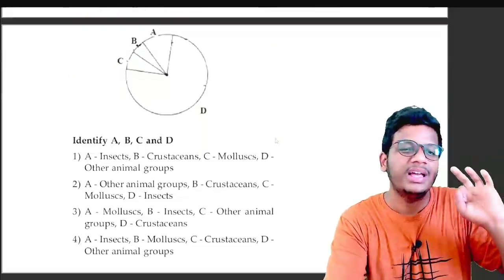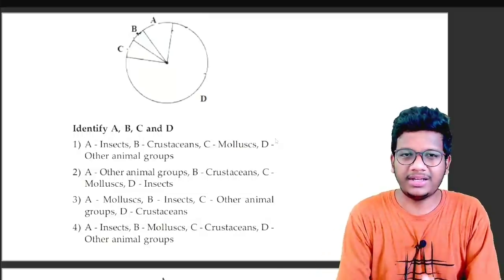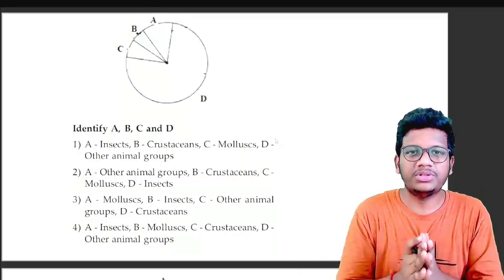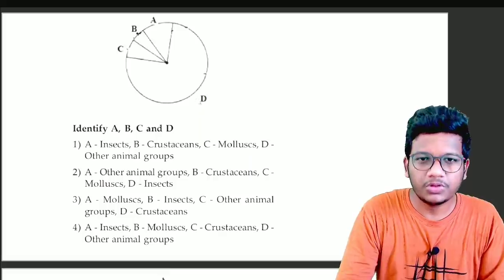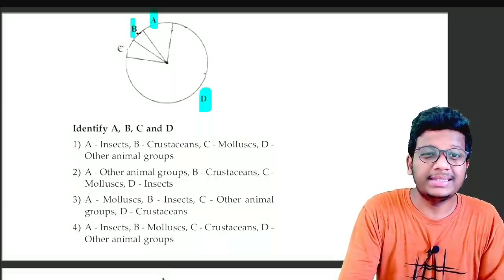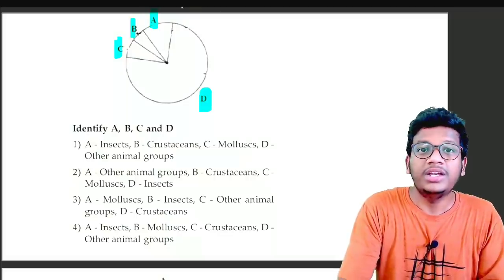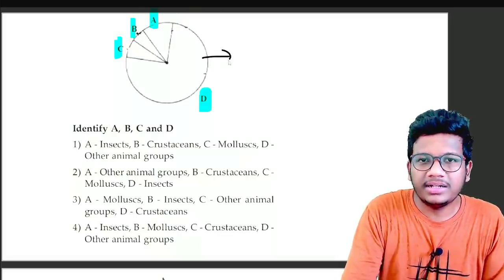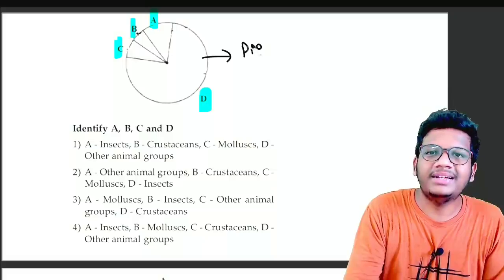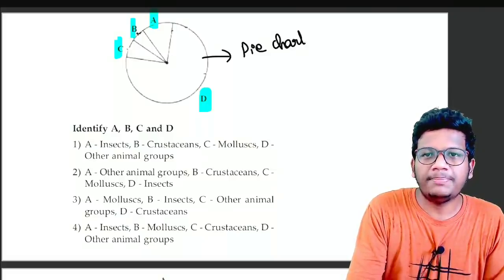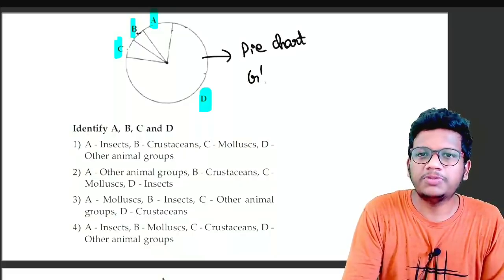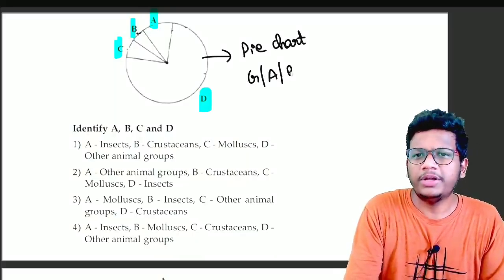Then the last one: they have given a particular graph, like a pie chart. So what is D, A, B, C? Note down, guys, very crucial. You have to read all the diagrams. NCERT has given many pie chart-like diagrams. So in the plant kingdom also there will be a chart with gymnosperm, angiosperm, bryophytes, all of that.